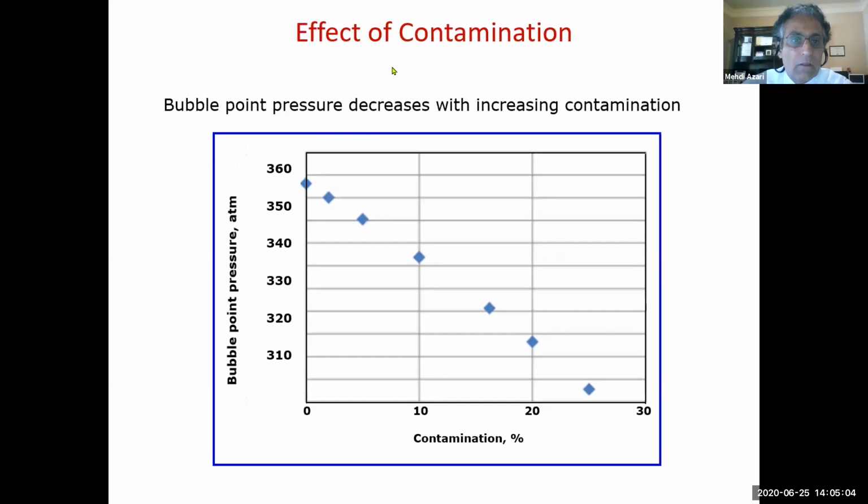Now, effect of contamination. The bubble point pressure decreases with increasing contamination. So if you have no contamination, the bubble point is going to be, let's say, 3580 or 3570. And as you add more contamination, the bubble point is going to drop. So this is the same thing like the Wyoming oil. Remember the Wyoming oil, the bubble point was like 95 because it is heavy.